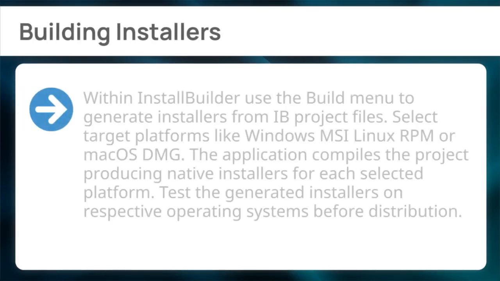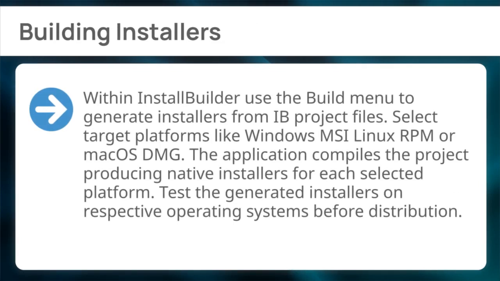Next, building installers. Within InstallBuilder, use the Build menu to generate installers from IB project files. Select target platforms like Windows MSI, Linux RPM, or macOS DMG. The application compiles the project producing native installers for each selected platform. Test the generated installers on respective operating systems before distribution.